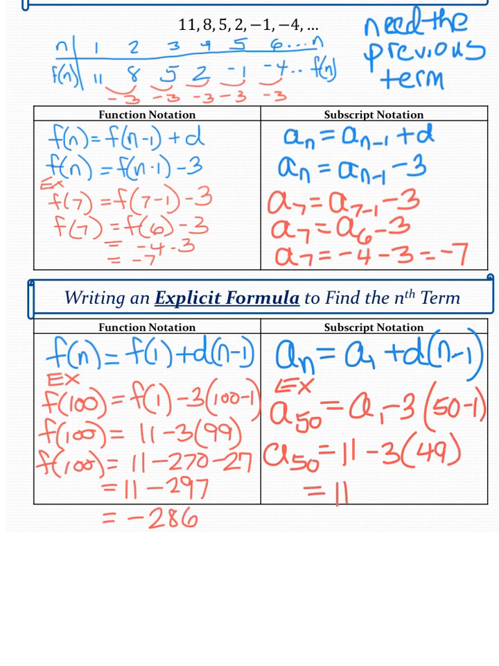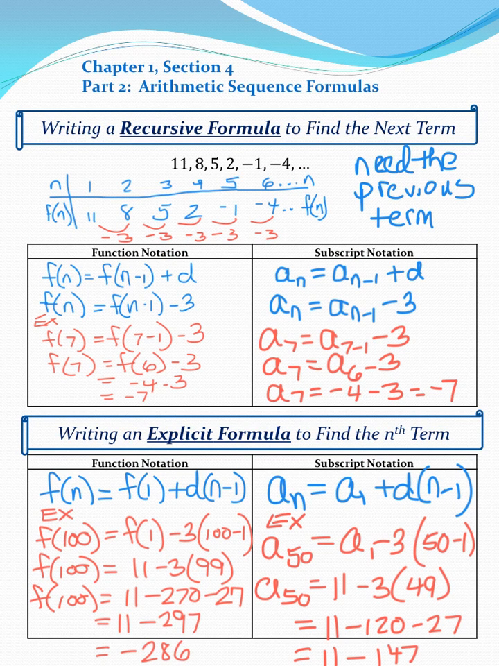Again, I'm going to think of that as distributive property. 3 times 40 is 120 plus 27. I've got 11 minus 147, and that's going to give me -136. So the 50th number in this sequence is -136, and that's an example of how we would write both function notation and subscript notation. In any kind of test or quiz coming up, I'm going to focus only on the explicit formula because I think that's the one that's most useful. Okay, I hope this video helps.